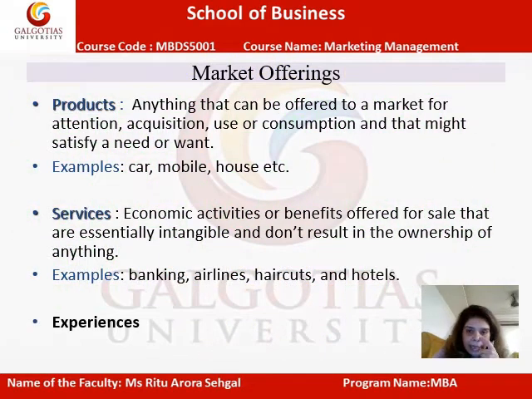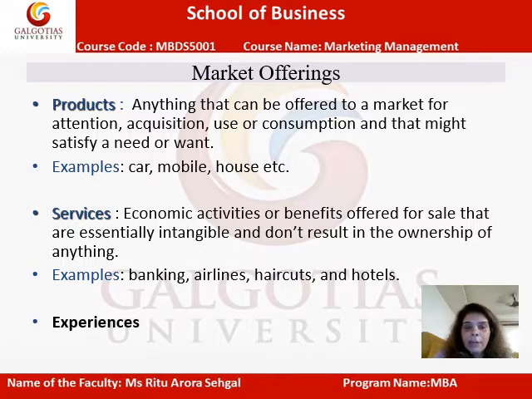Now let's understand what are market offerings. Let's understand what is a product: anything that can be offered to a market for attention, acquisition, consumption, to satisfy a need or want. A simple thing, products can be a car, a mobile, a house, etc. Anything which is going to satisfy your need and want can be offered in the market.